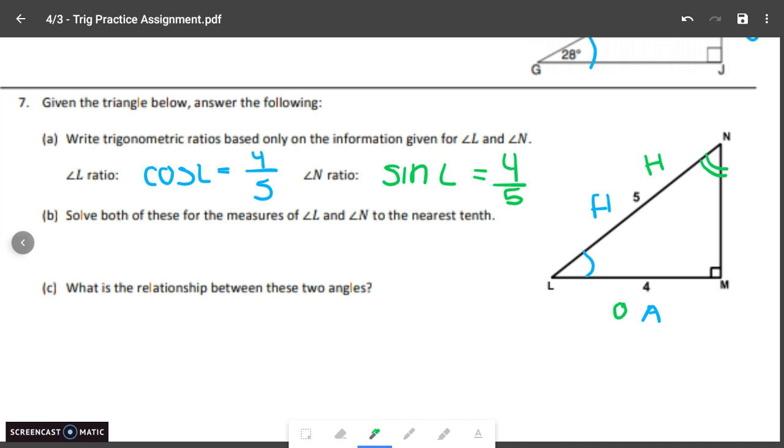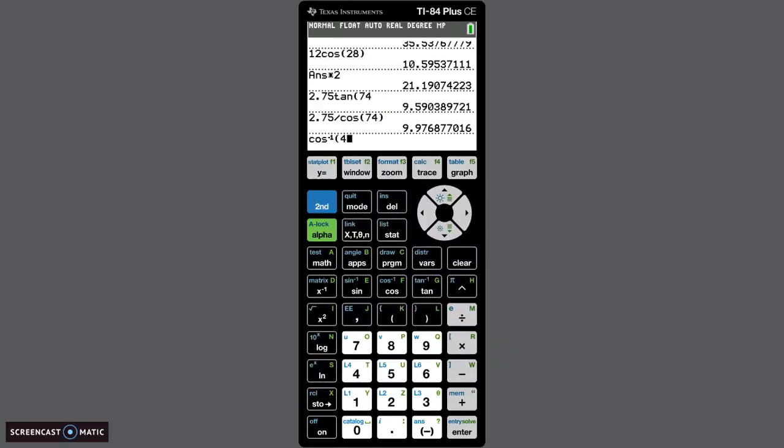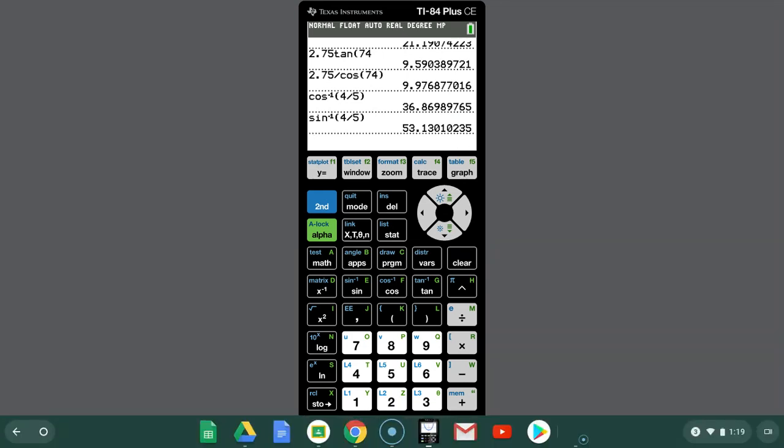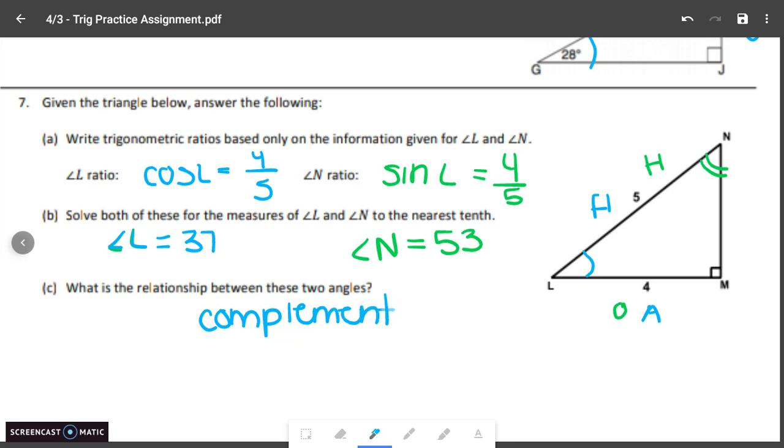Solve for both of these measures of angle L and angle N. So remember, we would do the inverse in the calculator. Second inverse, 4 divided by 5 for the first one. Second inverse of sine. So I'm looking at 37 degrees and 53 degrees. And the relation between them is they're complementary. And again, this comes down to cofunctions are equal when angles are complementary.